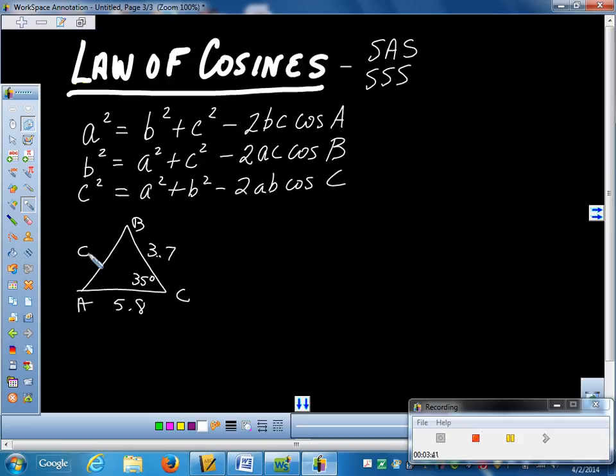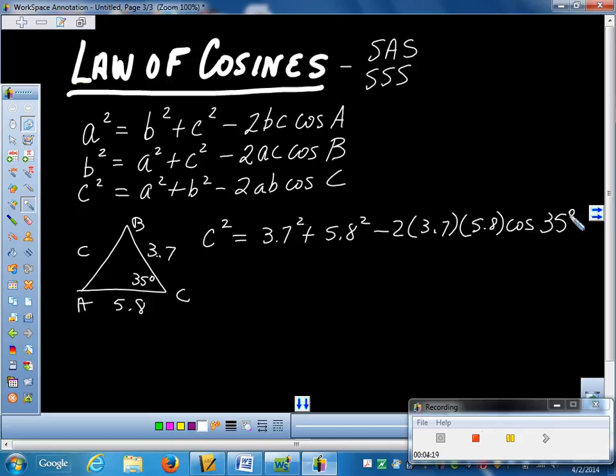So even if you were asked to find something else first, you would have to find side C first. So all we're going to do then is C squared equals 3.7 squared plus 5.8 squared, you know you're going to just use the two sides you've got, minus 2 times what? Yeah, those same two numbers, 3.7 and 5.8, and cosine of 35.